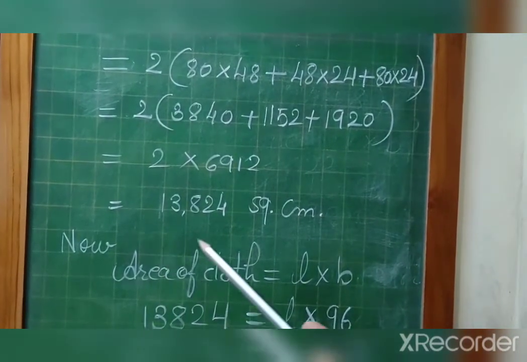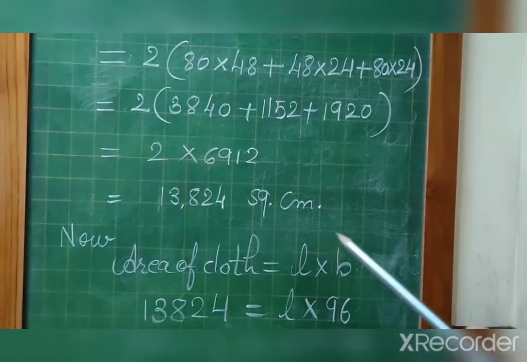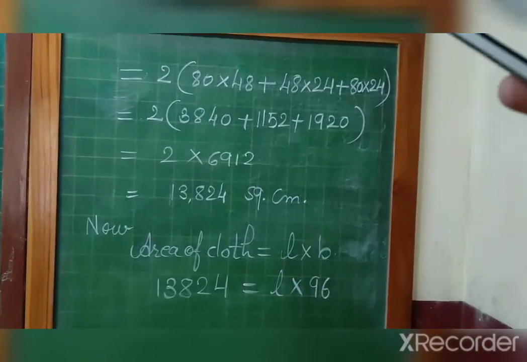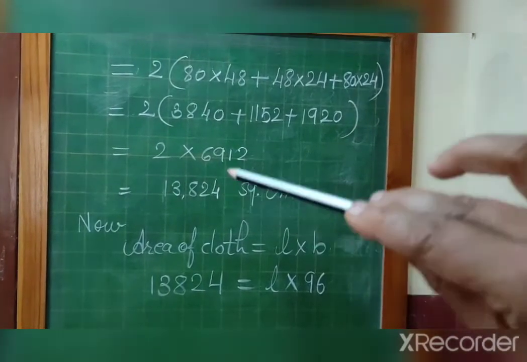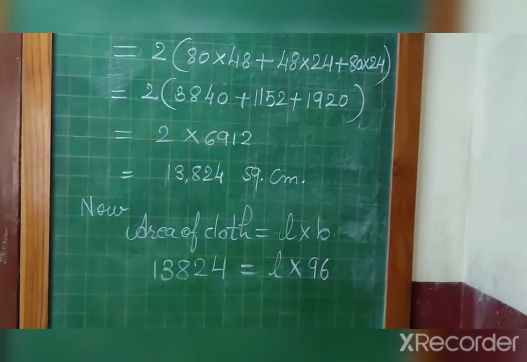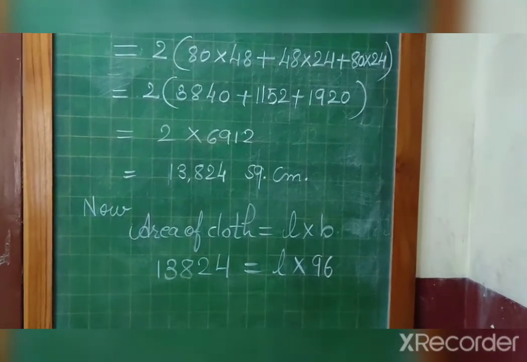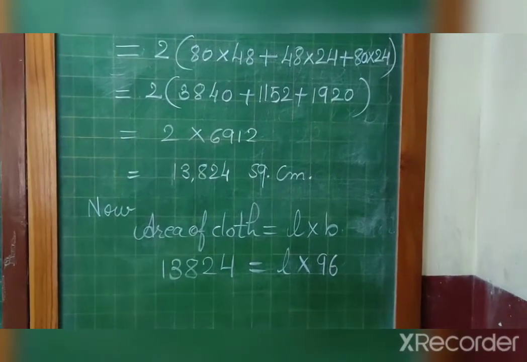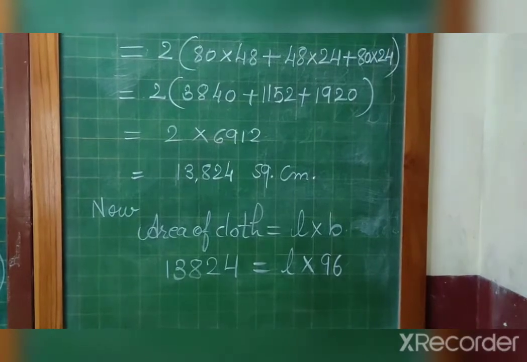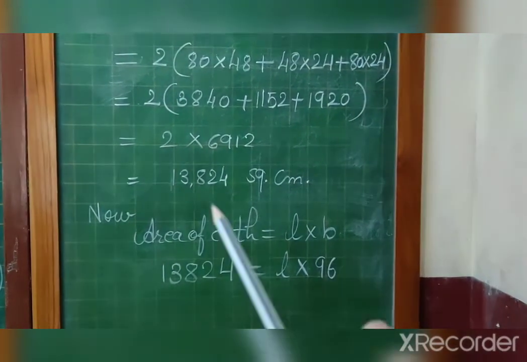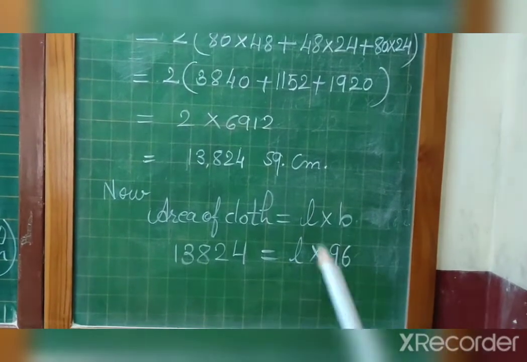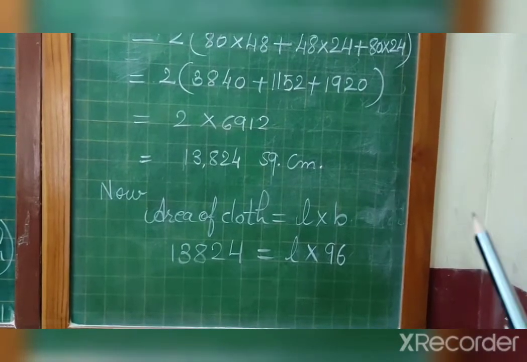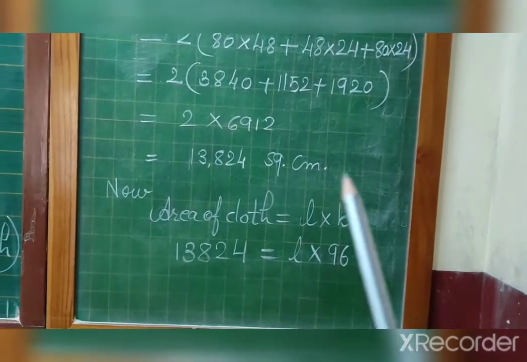Now here you can add one line if there is any confusion, because whatever surface area we have calculated for the suitcase will be the area of cloth, because you have to cover the cuboidal suitcase, all faces, completely. So you can write here: according to the question, total surface area of suitcase is equal to area of cloth. I have not written it, but you can add this line.